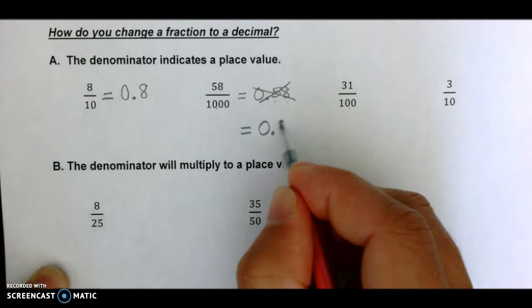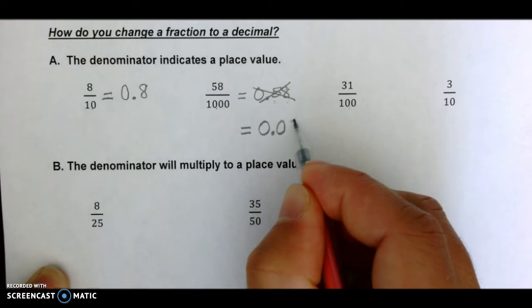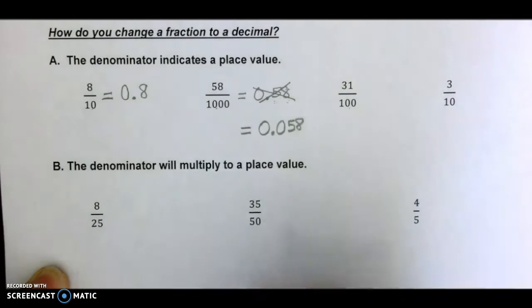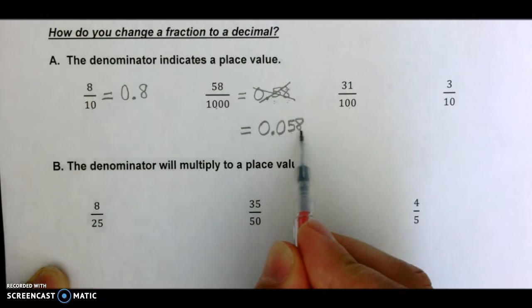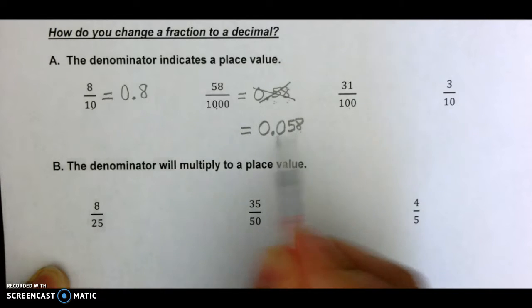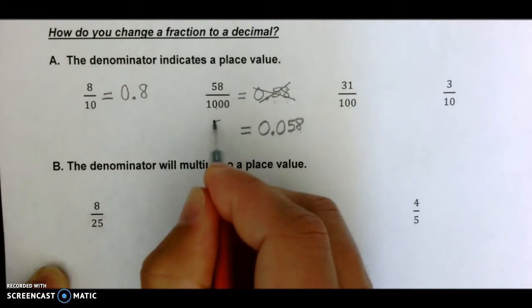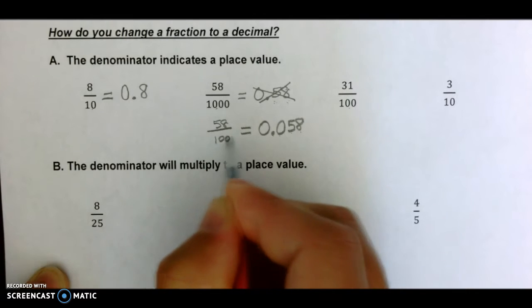So what we would instead have, okay, we're going to have 3 decimal place values. So in my tenths place, I'm going to put a 0 and then put my 58. And I can see 1, 2, 3 place values to the right. This is how we show 58 thousandths.